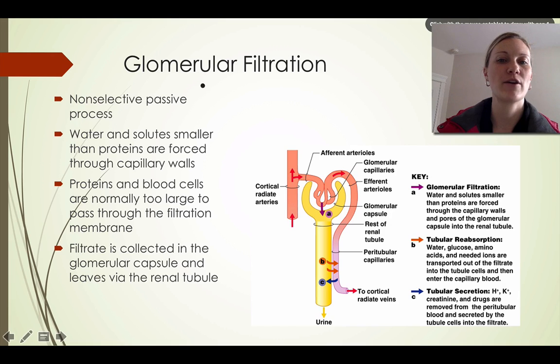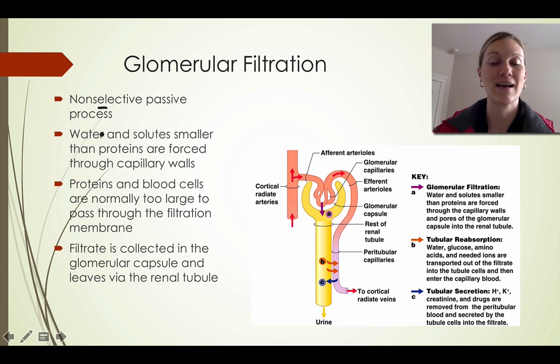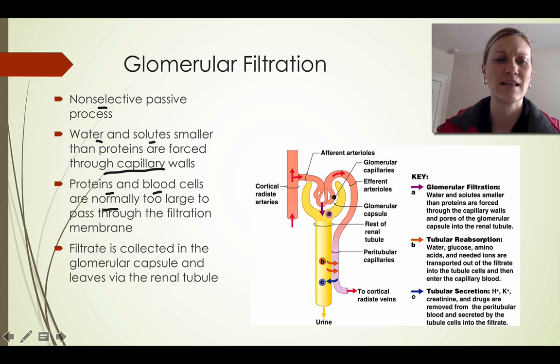The first one, the glomerular filtration, is a non-selective passive process. That means anything and everything is going to wind up there. Water, solutes, and small proteins will be forced through the capillary walls. Proteins and blood cells are normally too large to pass through the filtration membrane. So if it's really small, then it'll pass through these capillary beds. If not, they won't be filtered there. They'll basically have to go to the spleen or the liver or somewhere else to get out of the body. And then the filtrate is collected in the glomerular capsule and it leaves through the renal tubule.